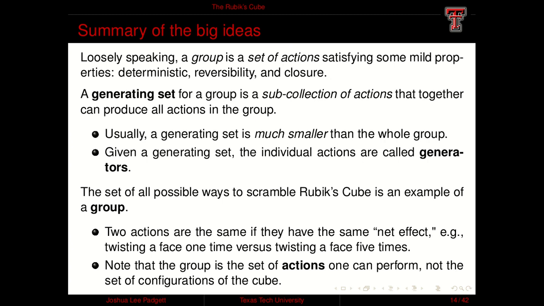Now, a generating set for a group is some sub-collection of the actions. So what does that mean? You have all the possible actions that one can do, all 4.3 times 10 to the 19 possible ways of configuring the Rubik's Cube. Then a generating set is some sub-collection of those. The idea is that sub-collection is enough information to produce all other configurations. So exactly those 6 simple face rotations that we talked about. Now, typically the generating set is much smaller than the whole group, although that's not necessary. And given a generating set, the individual actions in that set are called generators.